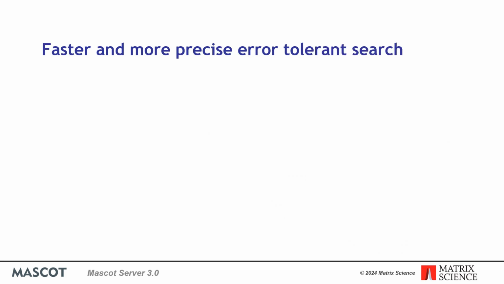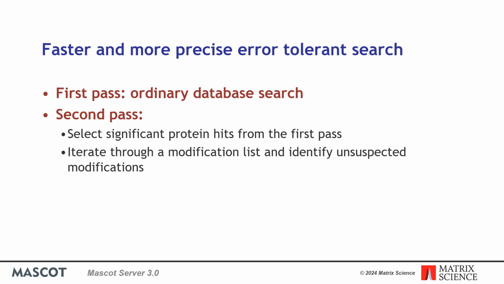Machine learning isn't the only improvement in Mascot Server 3.0. We have also added new controls for the error tolerant search. The Mascot error tolerant search is a two-pass search for identifying unsuspected modifications and semi-specific cleavage. The first pass is an ordinary database search. The second pass begins by selecting proteins with a significant match for further searching. Mascot iterates through a modification list and identifies unsuspected modifications on the selected proteins.